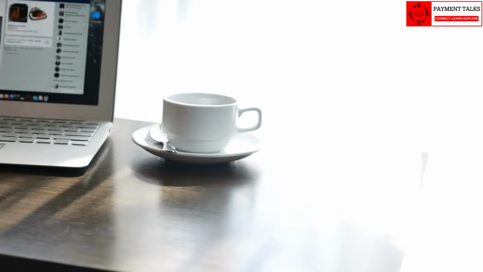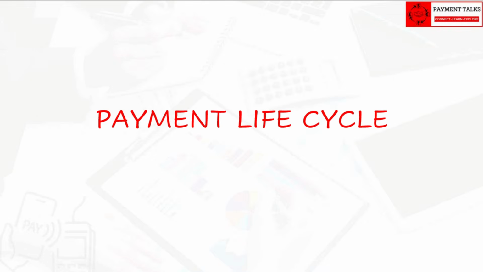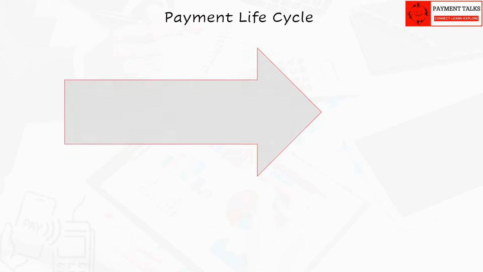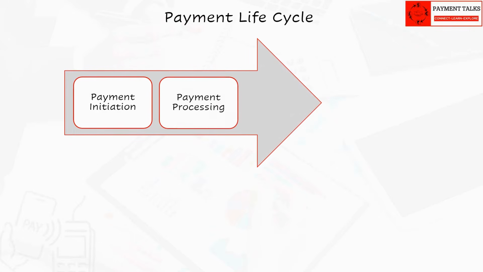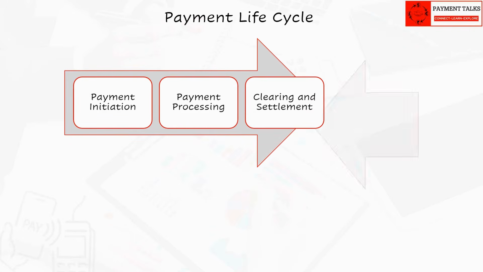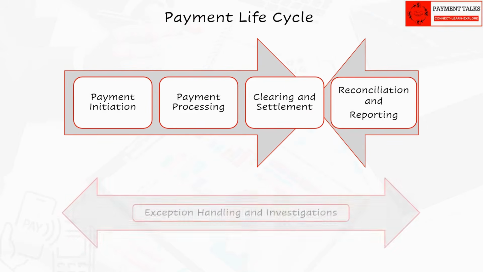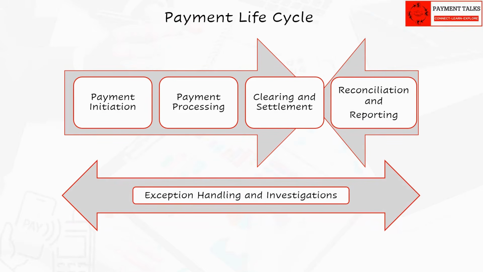In this video, we'll go step by step through the five major stages of payment. In fact, four, but let's see what these five stages are: payment initiation, payment processing, clearing and settlement, reconciliation and reporting, exception handling, and investigation. Every banking payment can be analyzed in these stages. Each stage is crucial, and together they form the heartbeat of the entire payment ecosystem.